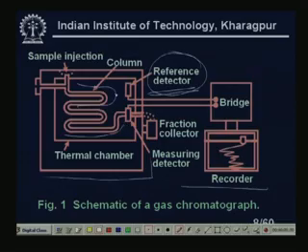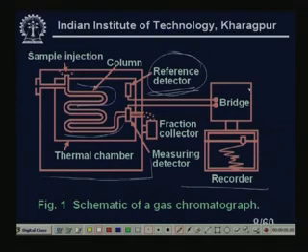There is a measuring detector, and if I want to make the measurement independent of temperature or ambient temperature variation, then I should use a reference detector. The reference detector has no column, but it has the same material and the same components inside, so that the temperature variation is nullified. This will go to the two opposite arms of the Wheatstone bridge, so that it will be nullified. We will see this in subsequent slides.